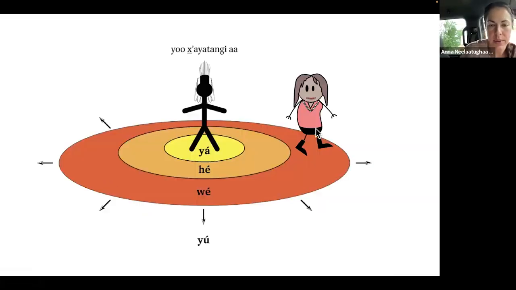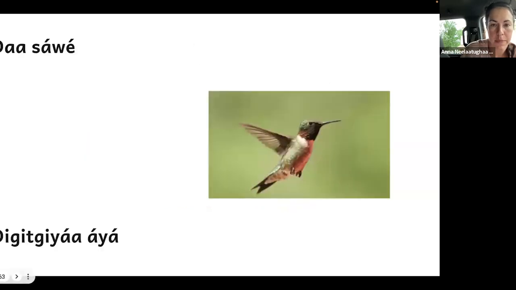Okay, so now we'll do one where I'm farther away from you. So if I ask dasaya, this is me over here. I'm in the we, so for you would be something with we. Let's give it a try. Dasawa.